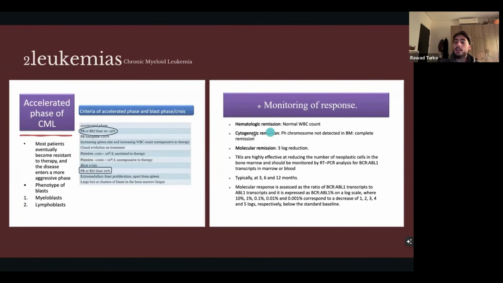the Philadelphia chromosome. In cytogenetic remission, you're not going to see the Philadelphia, or sorry, the molecular remission is for BCR-ABL. The Philadelphia chromosome, you're not going to be able to detect it in the bone marrow. That's how you get the complete remission. And normal WBC count for the hematological remission. But remember the 3 log reduction for the molecular remission. Okay.